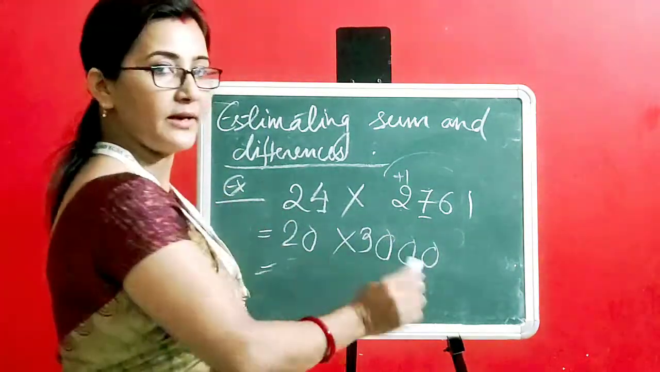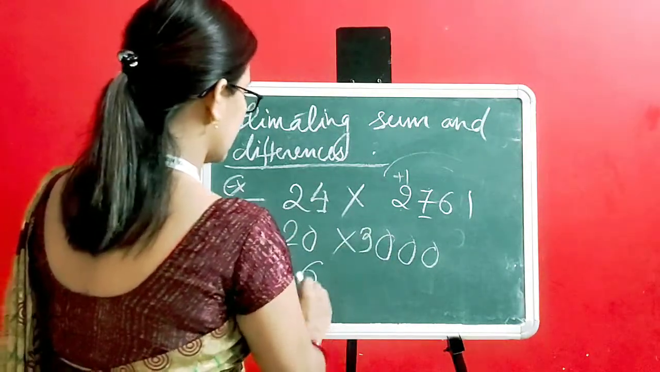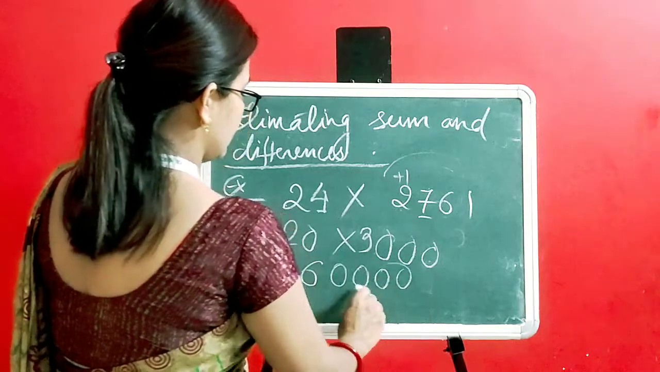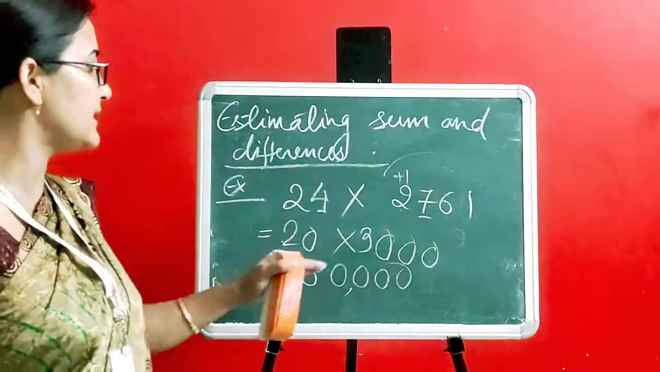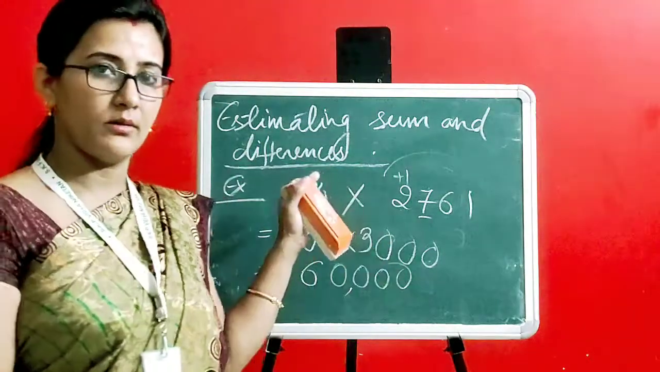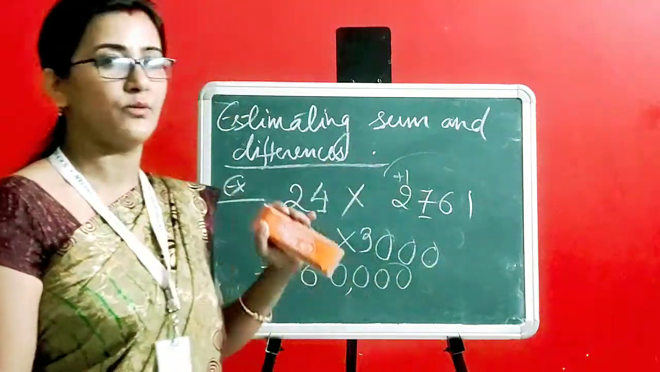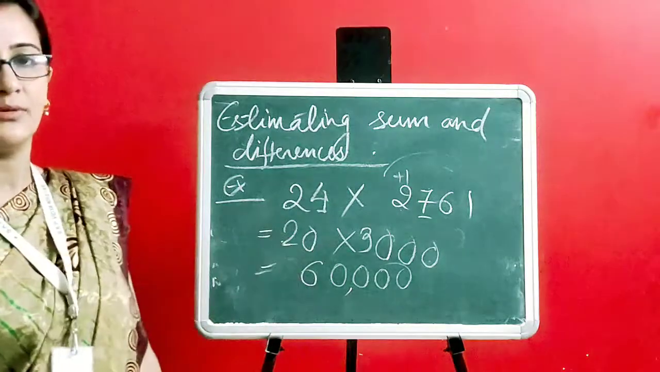So now it is very easy to find the product. 2 threes are 6, then 1, 2, 3, 4 zeros. So 60,000 is the answer. Means by estimating with the rounded values, the product of 24 into 2761 is 60,000.